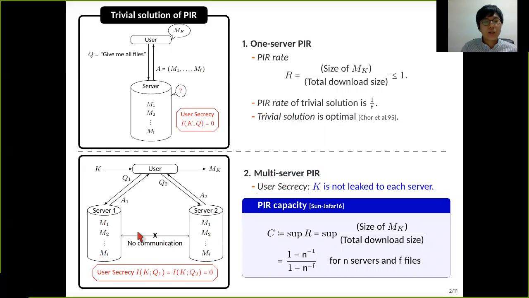So in that case, the user secrecy is defined for each of the servers. Each server shouldn't obtain any information about K. The PIR capacity has been studied since only 4 years ago. The capacity is defined as the supremum of this rate, and they derived that this value is the capacity. This value depends on N, the number of servers, and F, the number of files. It depends on both N and F.